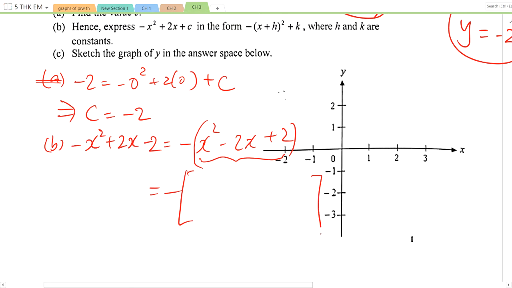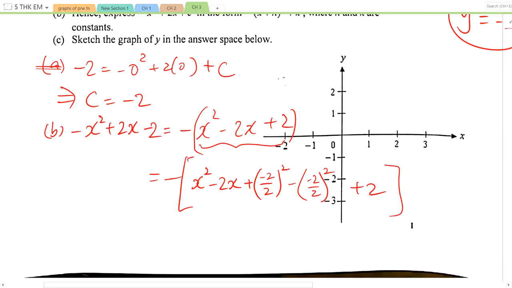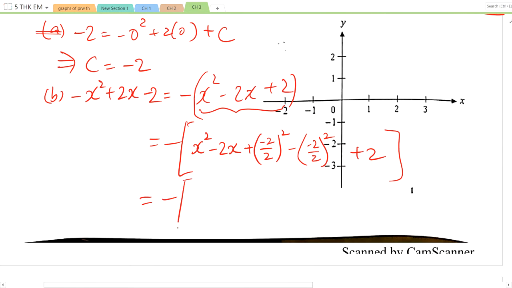Inside the bracket over here, just complete a square. Copy down the first term, x squared minus 2x. Copy down the second term. Then we need to add a certain number. Divided by 2 and squared. What is that certain number over there? How much? Negative 2. So if I add that, I need to subtract it away again. Negative 2 over 2 squared. Then there's a plus 2, right? Now this is our completed square. Then we've got negative. The first 3 terms will be our completed square, which is x minus 1 squared, minus 1, plus 2. Correct? Am I right?